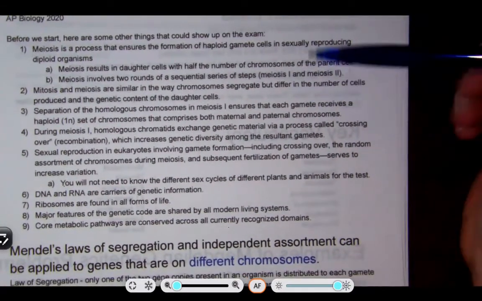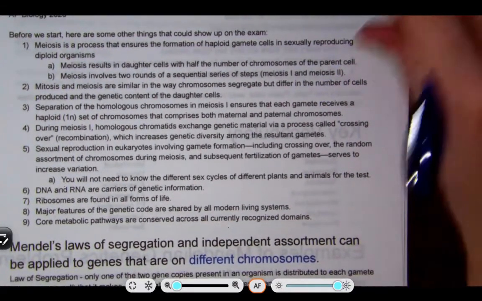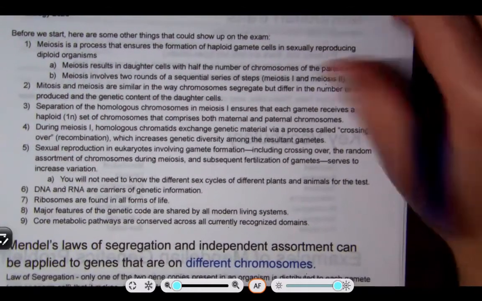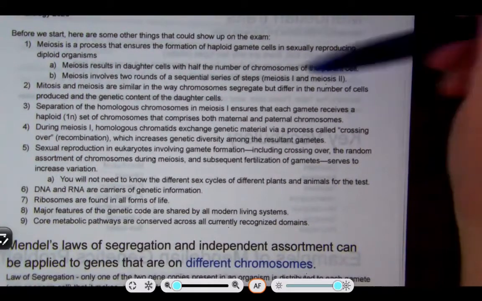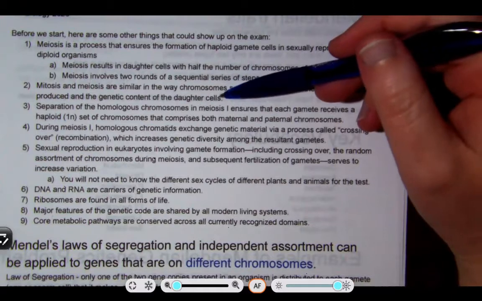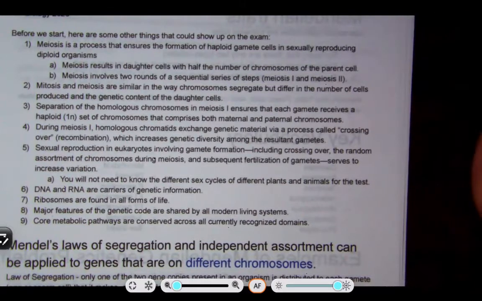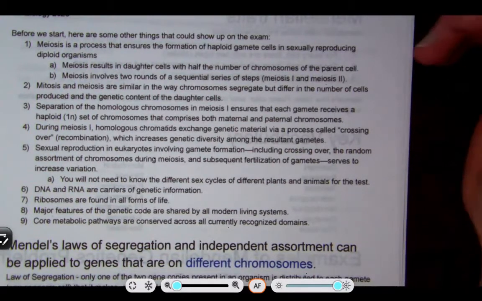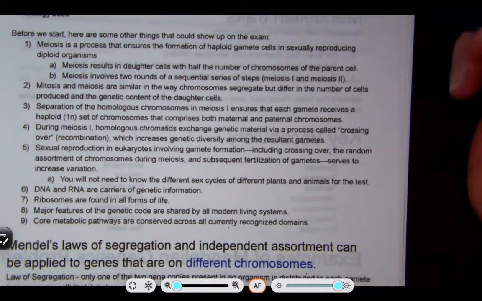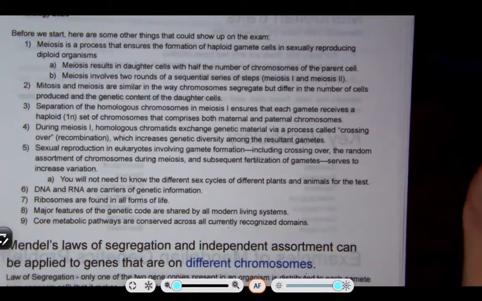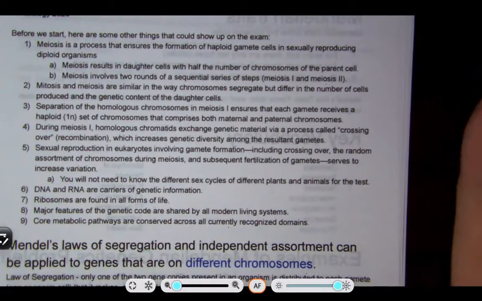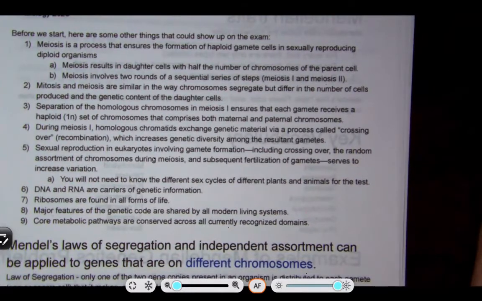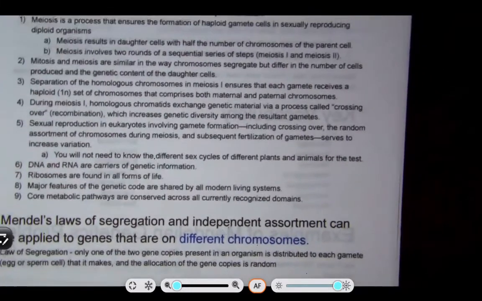Mitosis and meiosis are similar in the way chromosomes segregate, but differ in the number of cells produced and the genetic content of the daughter cells. So just remember that with mitosis, you end up with 2 perfect copies of the original cell, and with meiosis, you end up with 4 copies that are completely unique. In spermatogenesis, you end up with 4 different sperm, and in oogenesis, the making of eggs, you end up with just 1, and then 3 polar bodies.